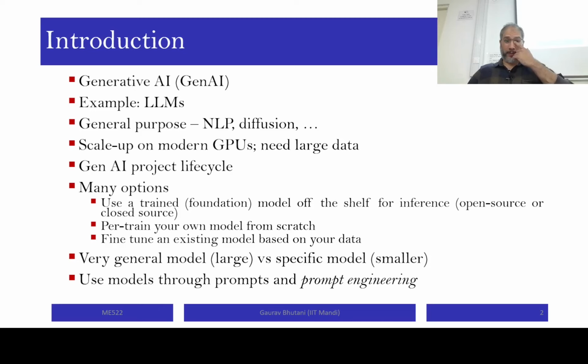Okay, we'll also discuss. So there are some models which are very general, which are very large in terms of the number of parameters they have. I'll tell you what it means. And there are some models which are very specific, which are trained for a very specific task. They are smaller in nature in terms of the number of parameters they have.